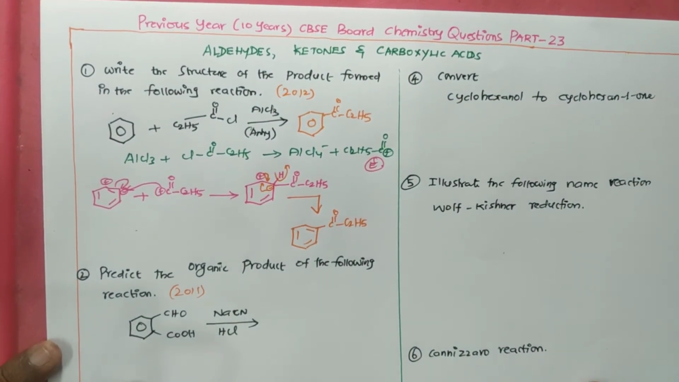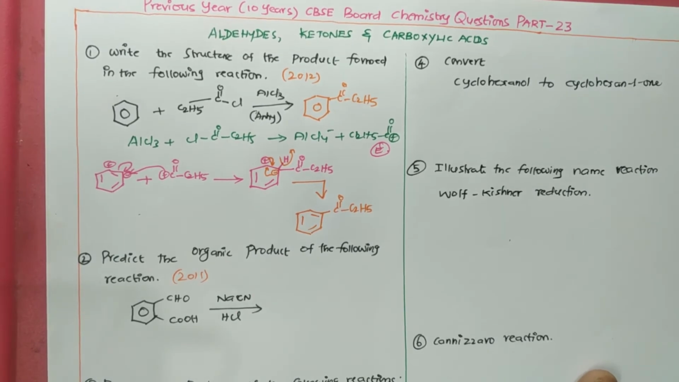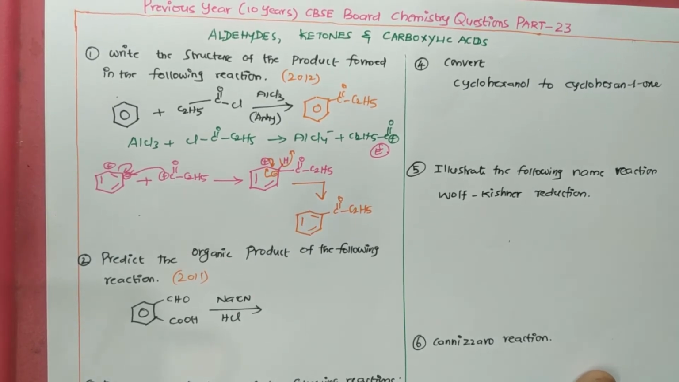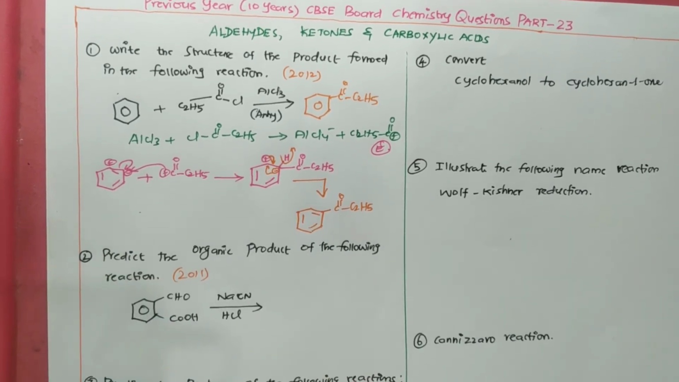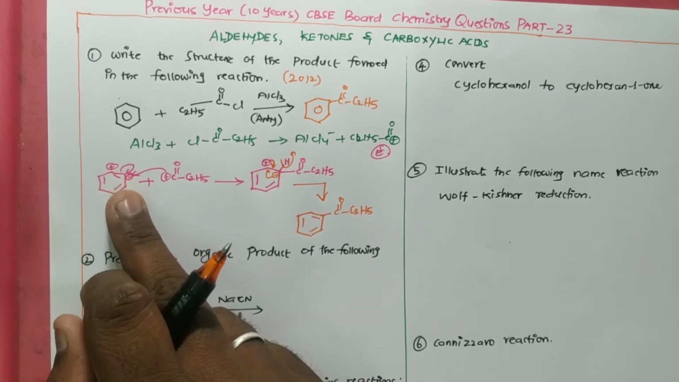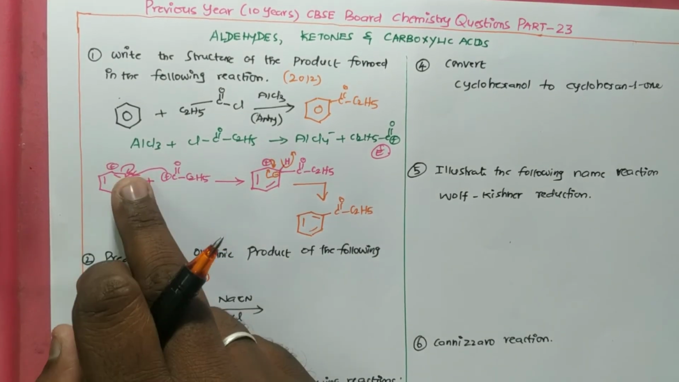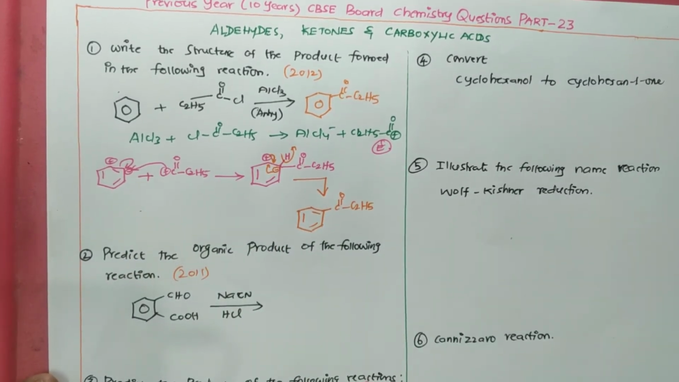Are you able to understand, students? Such a simple mechanism. We just have to react with anhydrous aluminum chloride, which will form an electrophile. After forming the electrophile, it will come and attack the benzene ring. Then the benzene ring will leave the electrons, and an electron rich center is formed. The electron rich center is going to attack the electrophile. In that way, I'll be getting a product.